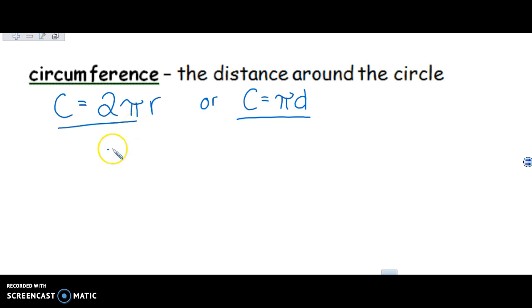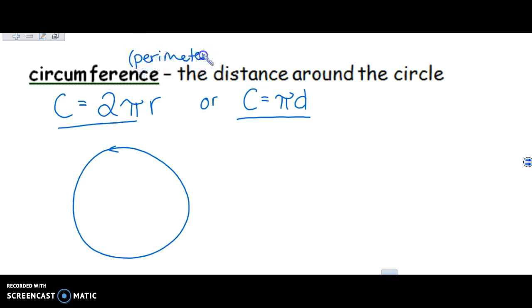Okay, so that's the distance around the circle. It's kind of like perimeter. When we were talking about polygons, it's sort of the same thing. So you label this with just inches or meters or whatever. You don't do square inches or square meters.